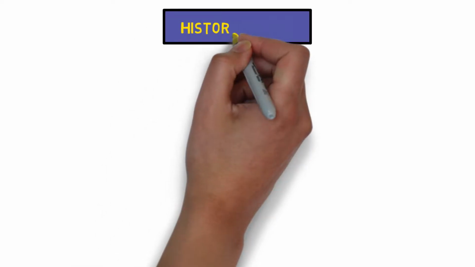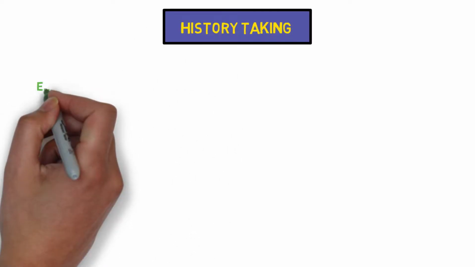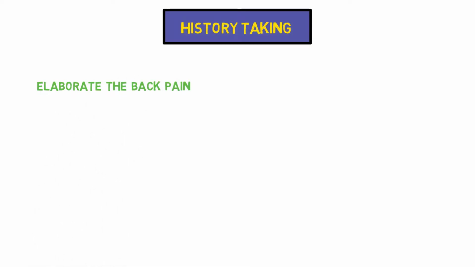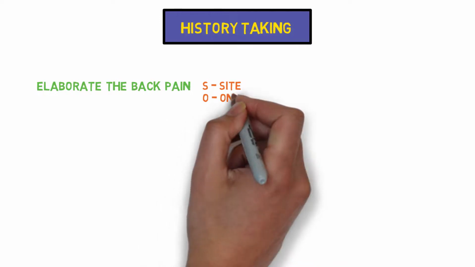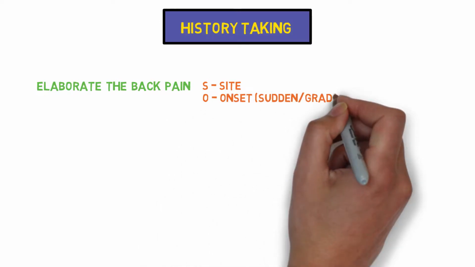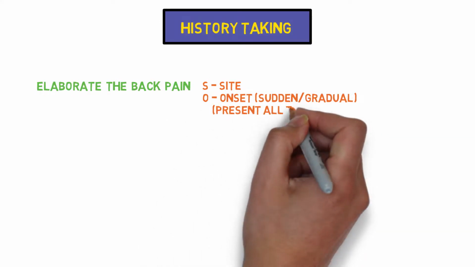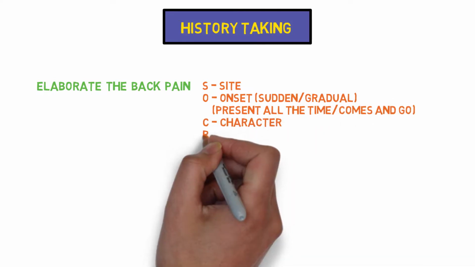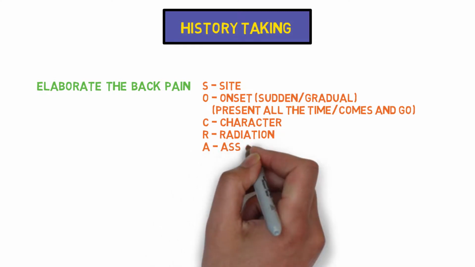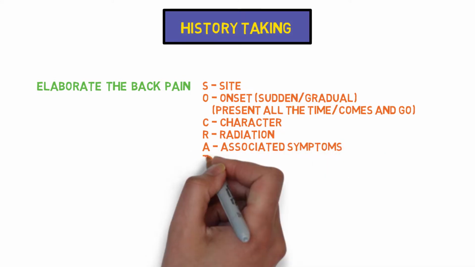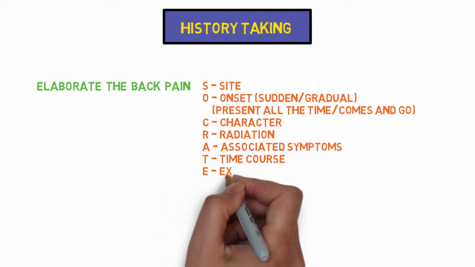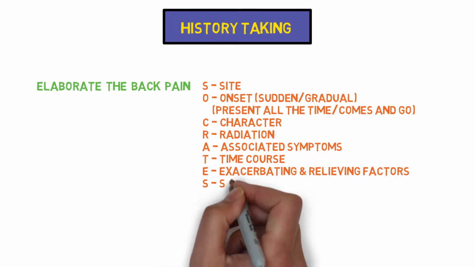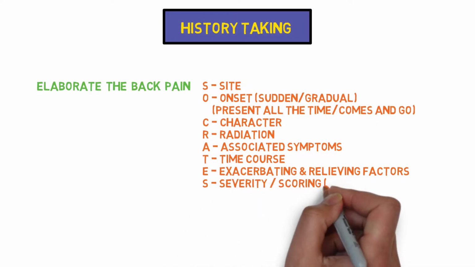Let's start with the history taking. Elaborate the back pain first. We can remember with the mnemonic SOCRATES. S for site, O for onset, whether it's sudden or gradual in onset, whether it presents all the time or comes and goes. C for character, R for radiation, A for associated symptoms, T for time course, E for exacerbating and relieving factors, S for severity or scoring from grade 1 to 10.